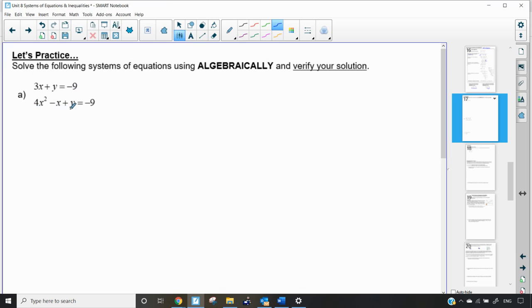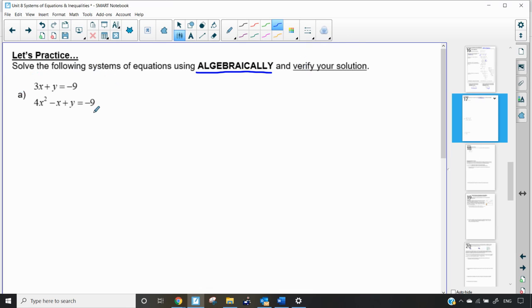All right, so our first question here, we have 3x plus y equals negative 9 and 4x squared minus x plus y equals negative 9. In all cases, we're being asked to solve algebraically. That means that we have to use substitution or elimination, and we're asked to verify our solution. Because we're solving algebraically, I'm going to check our answers graphically.